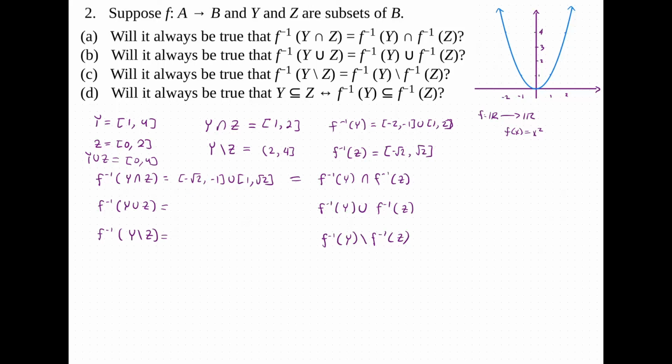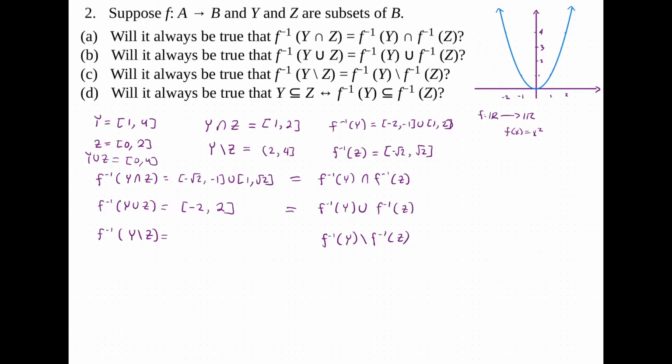If we look at the union, then we have y union z, which we have to be the set [0, 4]. So we're looking at those outputs from 0 through 4, and we want to know what are those inputs that map to it. Well, everything between -2 and 2. And if instead we had taken the union of both of these sets, we end up getting that both of these sets are equal.